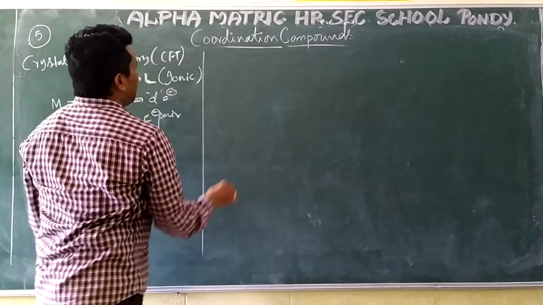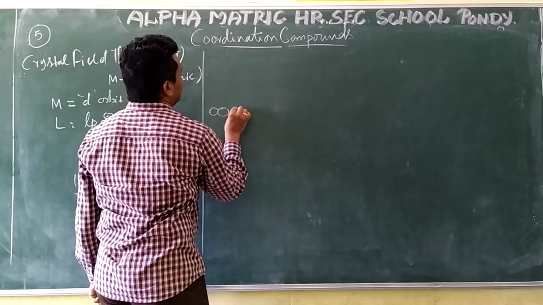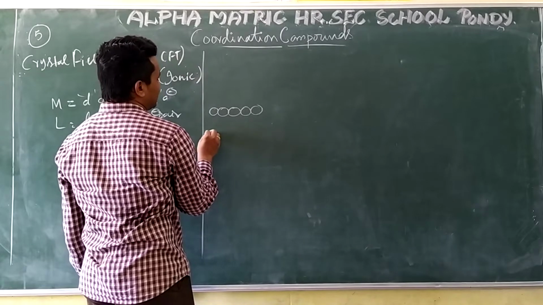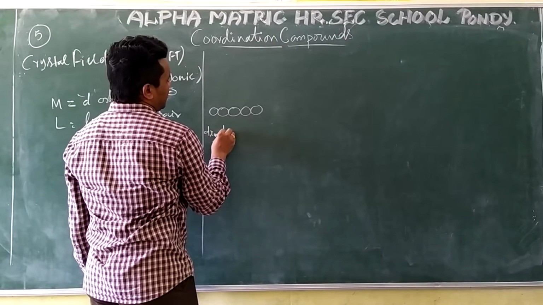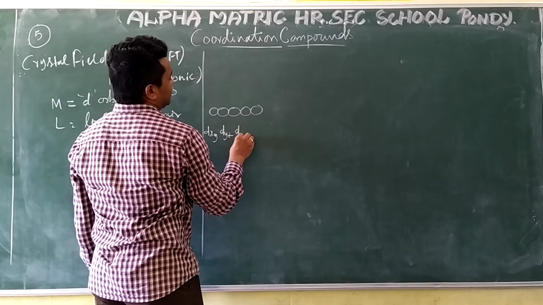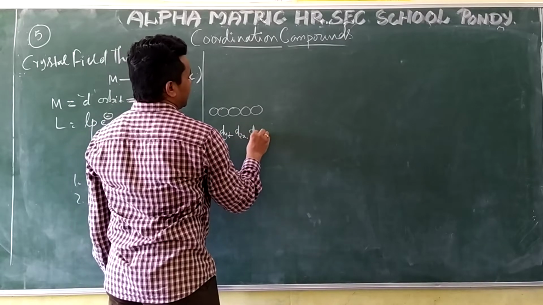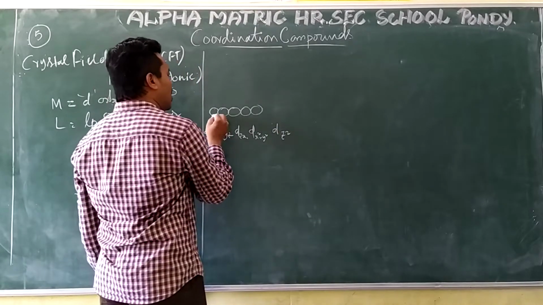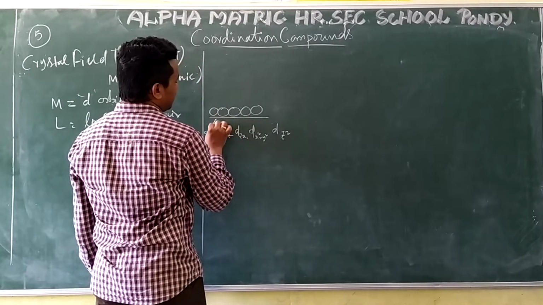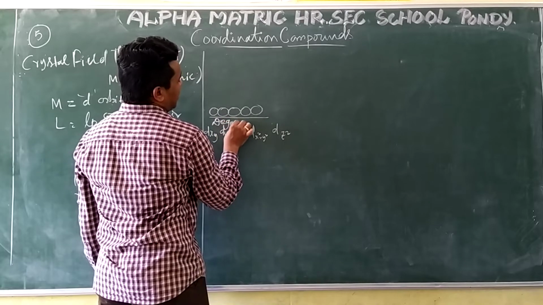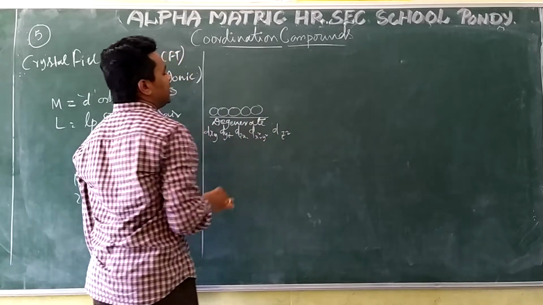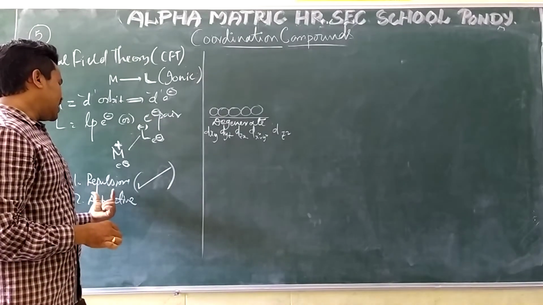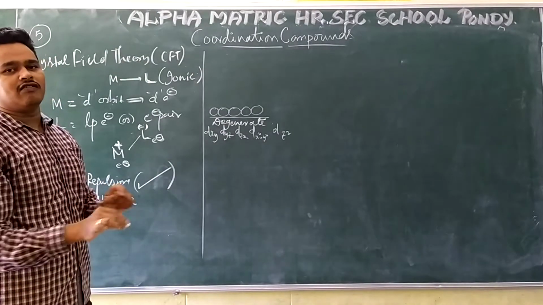Metal containing d orbitals. How many d orbitals are there? 5 d orbitals. What are the d orbitals? dxy, dyz, dzx, dx square minus y square, dz square. These are all degenerate. Degenerate means equivalent energy orbitals. When they are in the d orbital of the metal, they are all of equivalent energy.